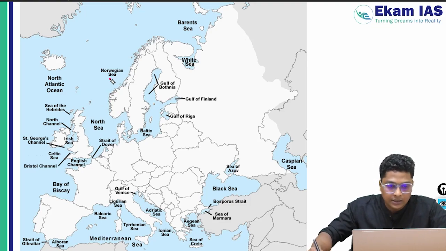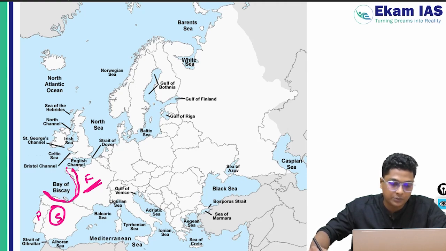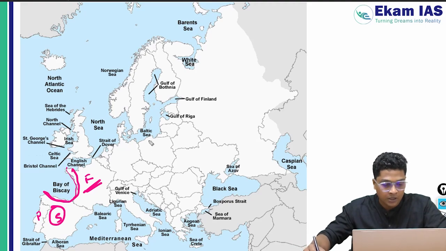So we have seen the Norwegian Sea, North Sea, English Channel, the Strait of Dover, also the Celtic Sea, and the Irish Sea as well. The Celtic and Irish Seas are connected, and the English Channel and the North Sea are connected together. Now coming further south, this is France, which I told you earlier, this is Spain, and this is Portugal. Spain and France together enclose a bay called the Bay of Biscay. Remember that.